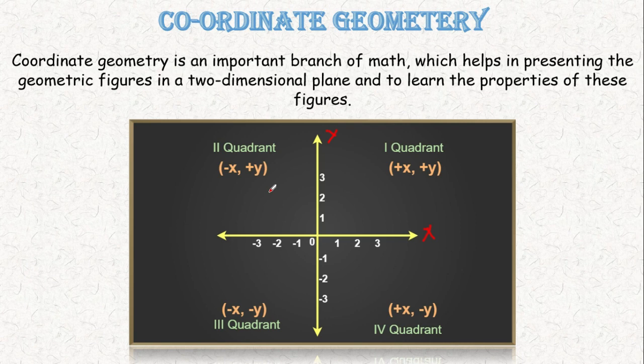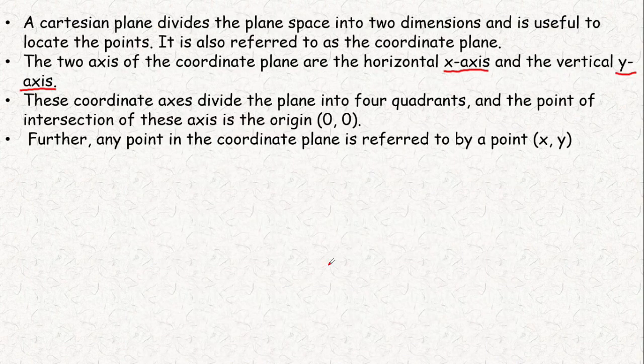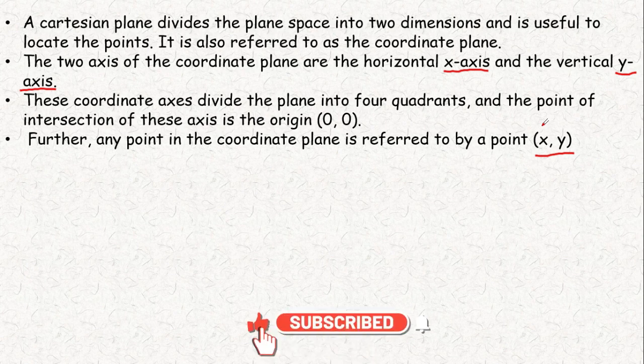This divides the plane into four quadrants or four parts. This is the first quadrant, second quadrant, third quadrant, fourth quadrant. These are the four quadrants of the geometrical plane. And apart from the origin, any point of the coordinate plane is referred to as x comma y. Any point except the origin is determined in the form of x comma y, and these are always covered with small brackets.